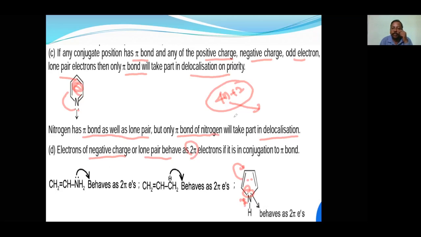So this lone pair also should be counted. So what is the n value here? 3. Two pi bonds and one lone pair, so three pairs are in the conjugation. Same here: one pi bond and a lone pair, so two pi electrons. Here also two pi electrons. Here three pi electrons. If these two lone pair electrons are not in conjugation, they are not counted as a pi bond.